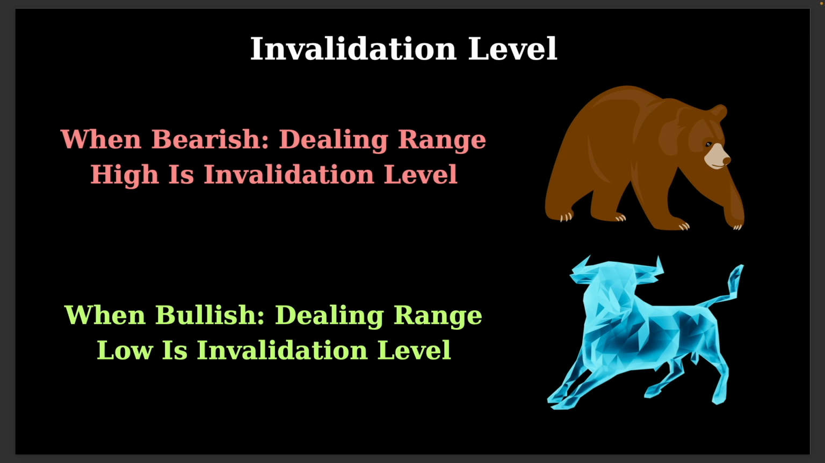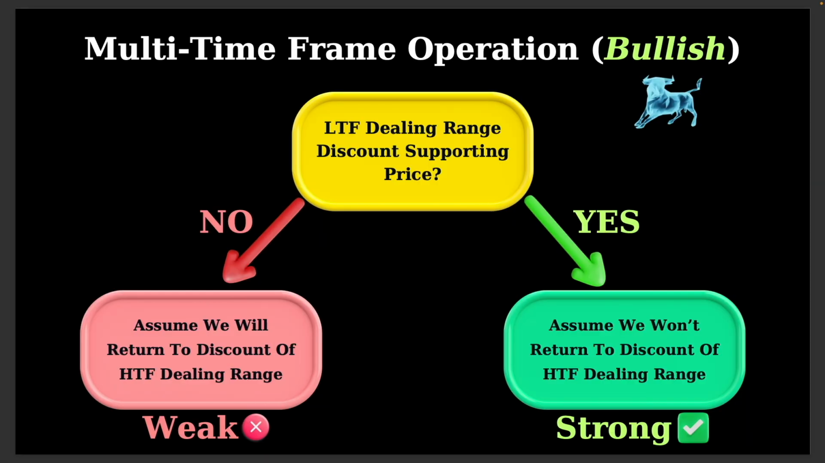If price comes down to sweep sell side liquidity and we form a swing low, which would be, of course, our dealing range low, that would be our invalidation level. Because as long as our bullish analysis is correct, there should be no reason for the algorithm to go back down there to our dealing range low since it's already swept sell side liquidity.